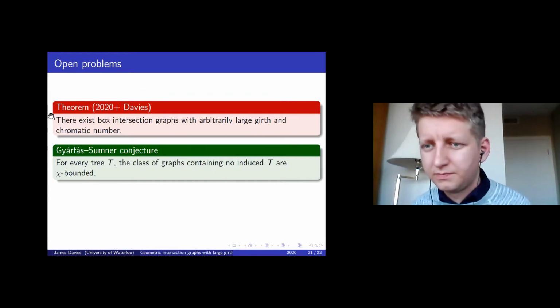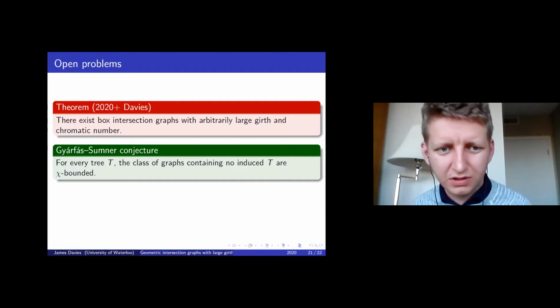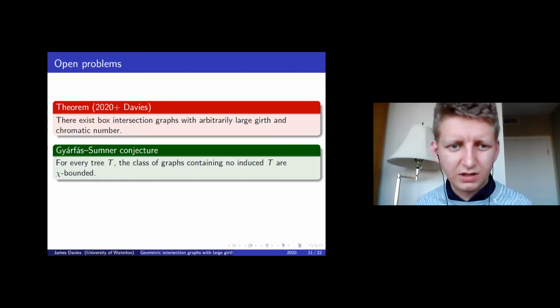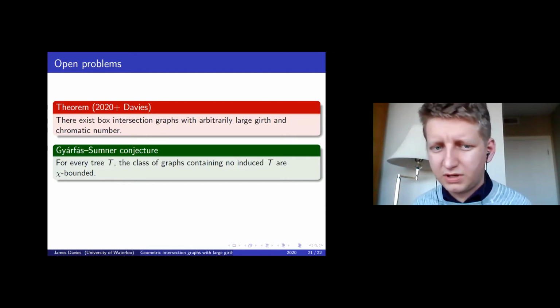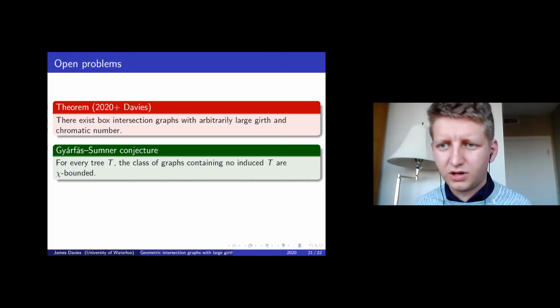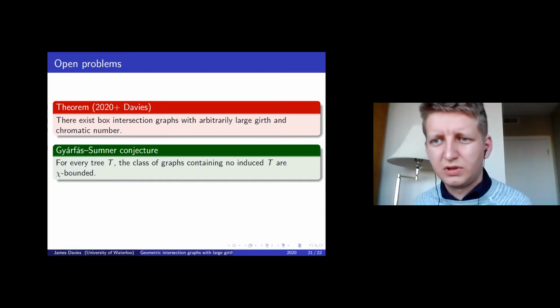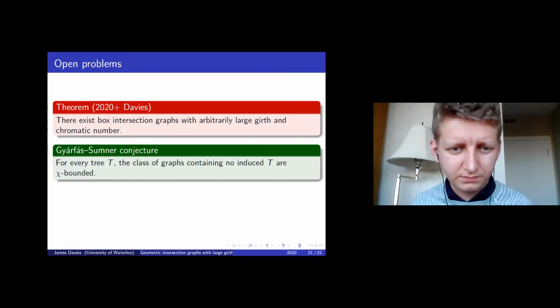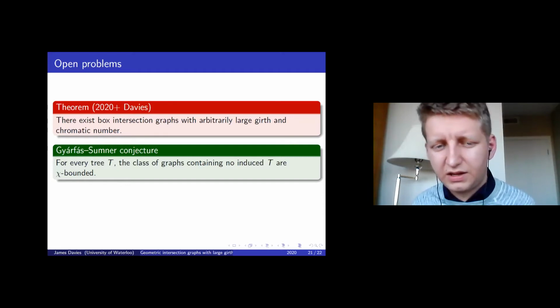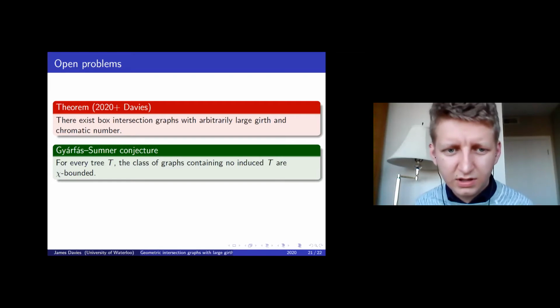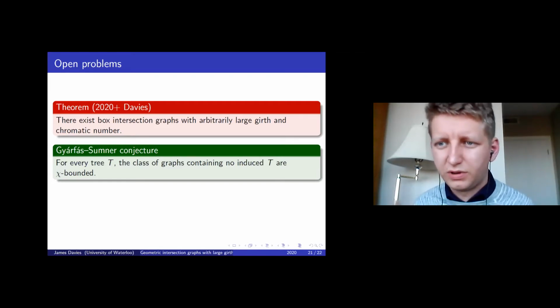Another question that I think would be nice for these box intersection graphs is based on the old, really fundamental conjecture in chi-boundedness. The Gyárfás–Sumner conjecture says that for every tree T, the class of graphs with no induced copy of T is chi-bounded. Bearing in mind that forests are induced subgraphs of trees, this would be a really precise statement if true, because essentially the only graphs you could forbid and hope to be chi-bounded are trees. If you forbid something with a cycle, then we know in general that you have graphs with arbitrarily large girth and chromatic number.